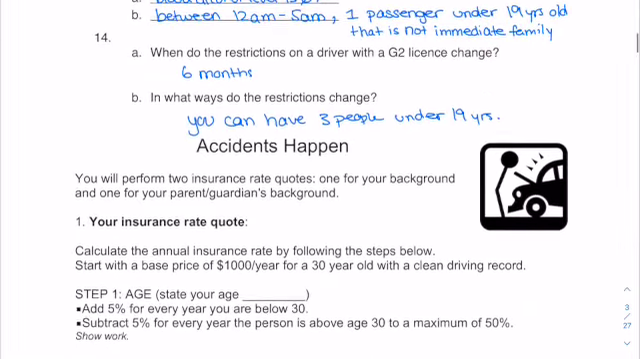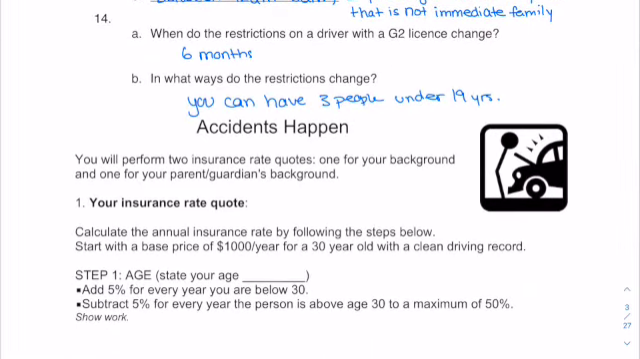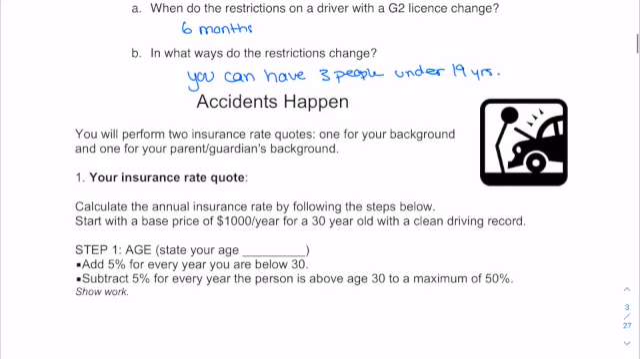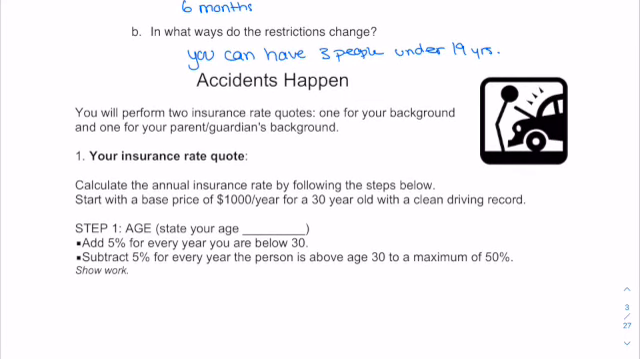All right, the last little part here is accidents happen. You'll perform 2 insurance rate quotes. So I will help you figure out the first one, and then you'll do the second one. So it's for you and then for a parent guardian as well.